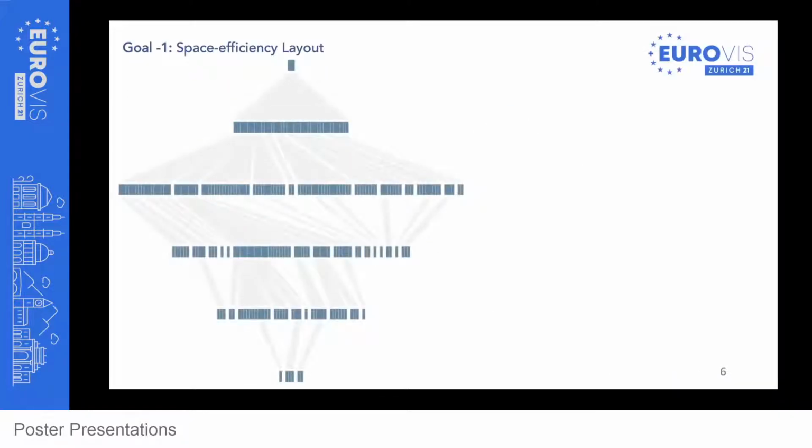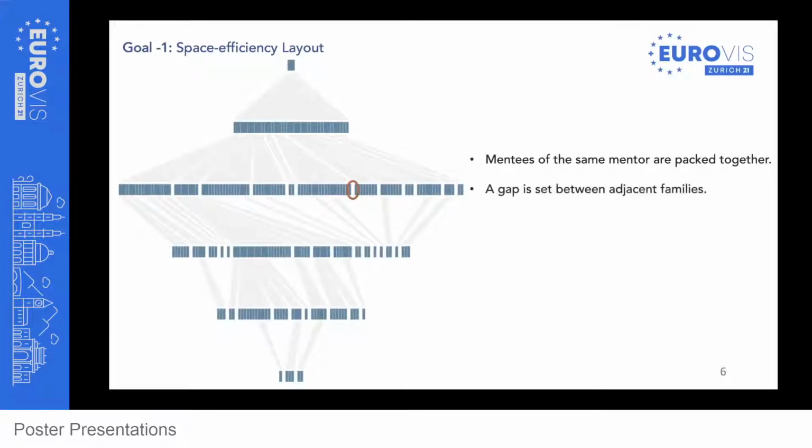The first goal, we design a space efficient layout. Mentees of the same mentor are packed together. A gap is set between adjacent families to distinguish each other. We compress leaf nodes to improve the scalability.